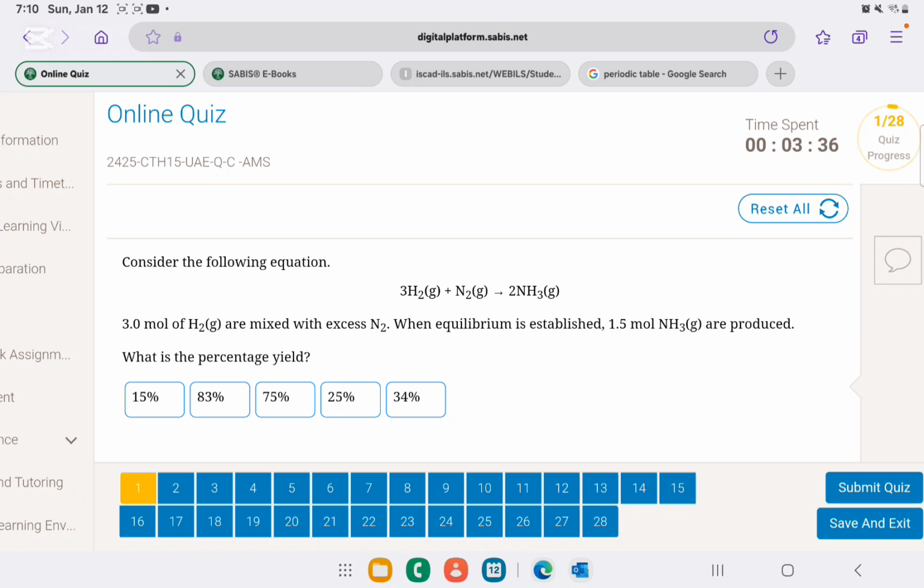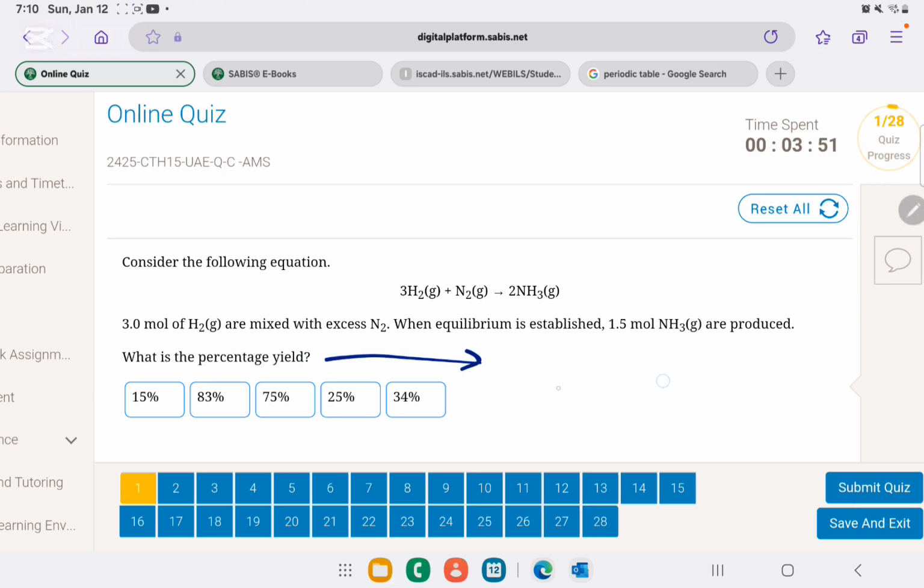So consider the following equation: 3H2 plus N2 to give NH3. 3 moles of H2 are mixed with excess N2. When equilibrium is established, 1.5 moles of NH3 are produced. And we need to find the percentage yield.